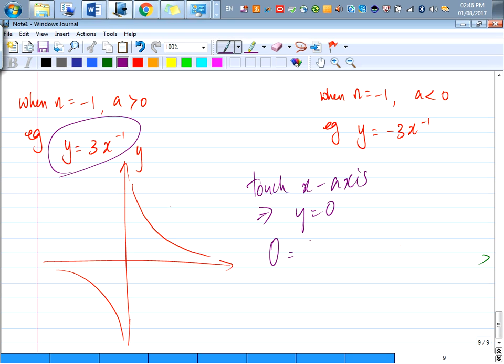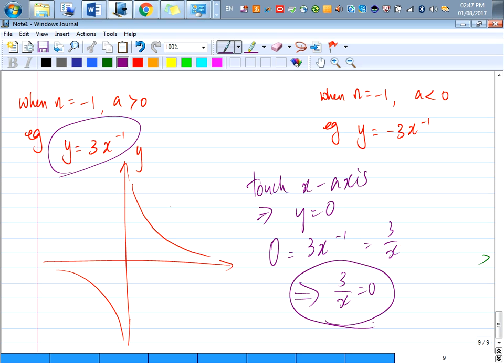So 0 equals to 3x power negative 1, right? Which is actually 3 over x, correct? What is x equals to? If I ask you to solve this equation, 3 over x equals to 0, what is x equals to? You go and press your calculator, 3 divided by 0, what do you get? What is the value of x if I ask you to solve this? Undefined. There is no answer.